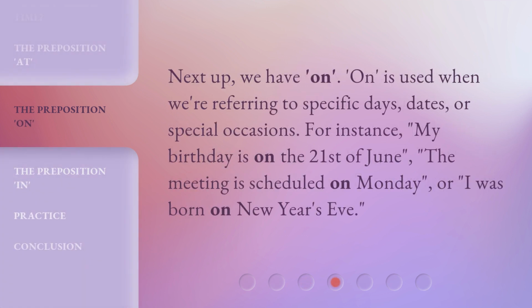Next up, we have on. On is used when we're referring to specific days, dates, or special occasions. For instance, my birthday is on the 21st of June. The meeting is scheduled on Monday, or I was born on New Year's Eve.